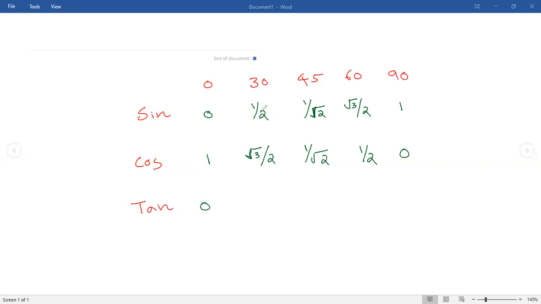And what will be the value of tan 30? The value of tan 30 is 1 by 2 divided by root 3 by 2. We cut 2 on both sides and get 1 by root 3. That is tan 30. What about tan 45? 1 by root 2 divided by 1 by root 2. We cut root 2 on both sides and get 1 by 1, which is equal to 1. And what about tan 60? Tan 60's value is root 3 by 2 divided by 1 by 2.